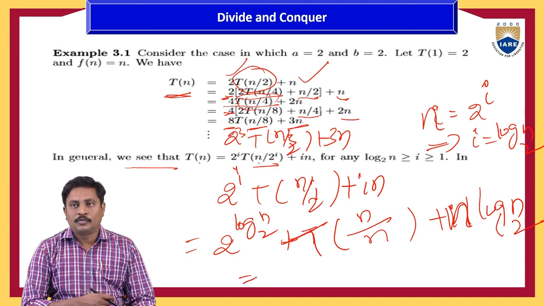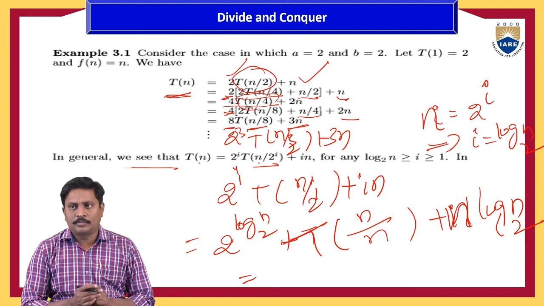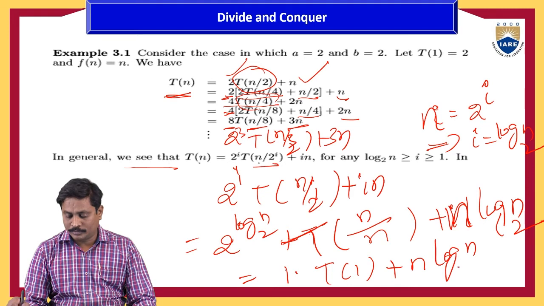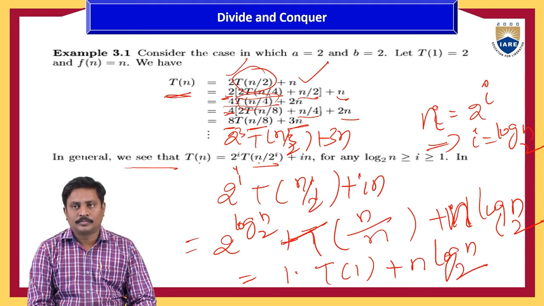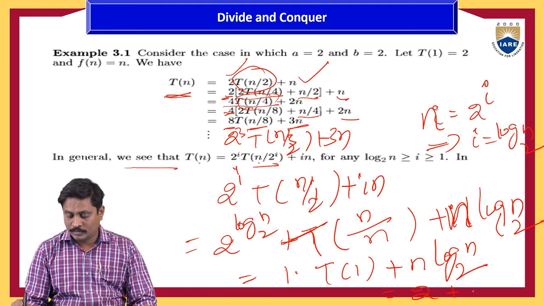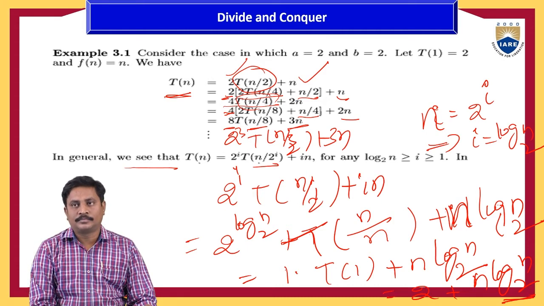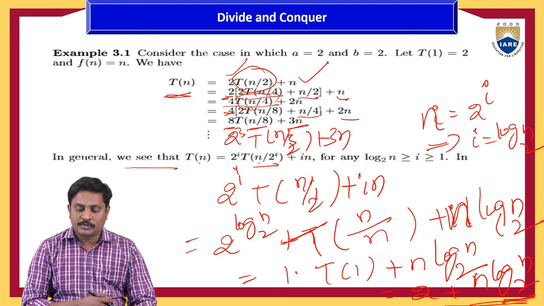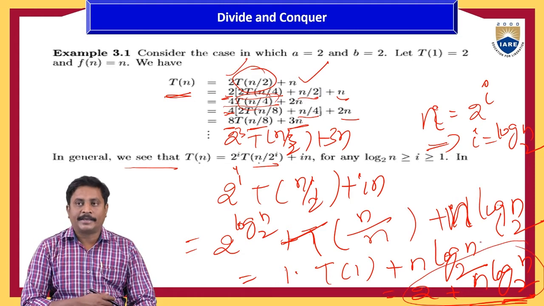Now 2 power log n base 2, that value is n, so this is n into T of 1 plus n log n base 2. Now T of 1 value is 2. So 2n plus n log n base 2 is the value of the time complexity of this algorithm.